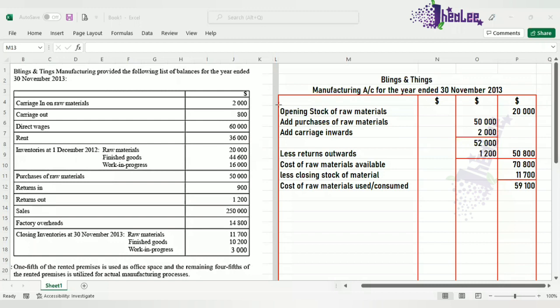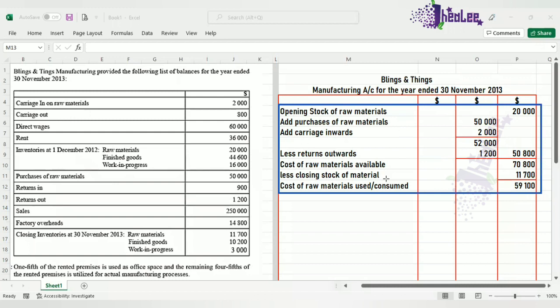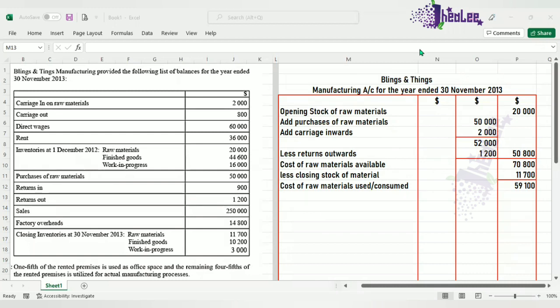Let us observe this section, people. You would notice that if you compare this to that of the sole trader trading account, this is the very same way you would have calculated cost of goods sold, basically your cost of sales. It's just that in this case, we're picking up those figures relating to raw materials.